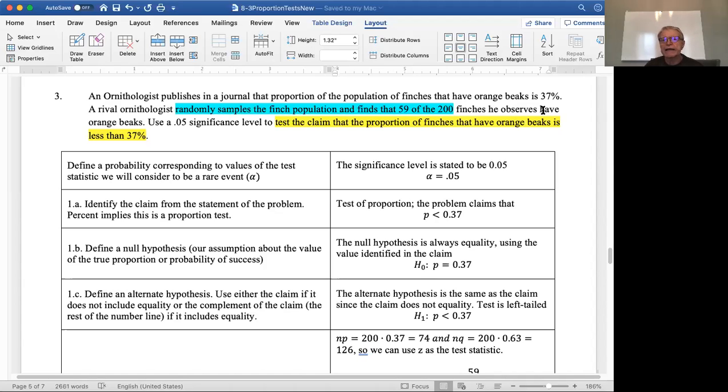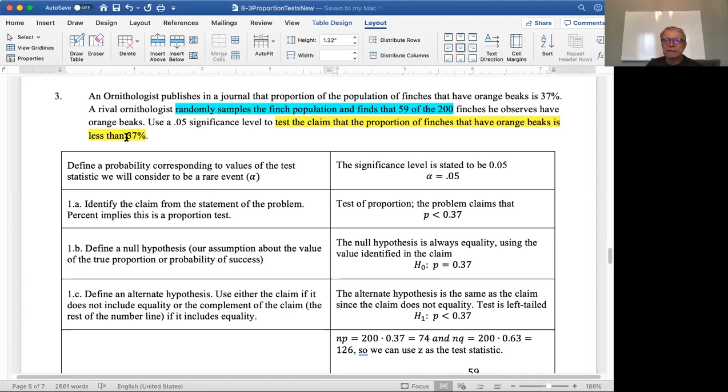I've highlighted claim information in yellow, and you need to make sure that you can distinguish between claim information and sample information. I've highlighted the sample information in blue or turquoise here. So we've got the information we need with the claim information, and that is that the proportion is less than 37%.